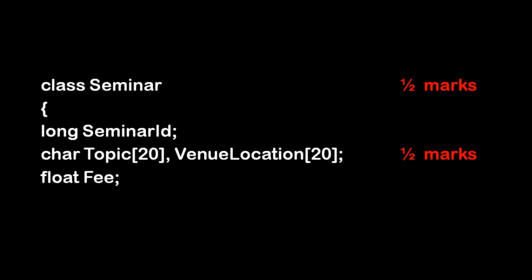Then we are defining the members, like a long seminar ID, char topic of 20, venue location of 20. That is a character array of 20 characters, and then a floating point type. I am giving a variable fee. Then these have private scope. It is not mentioned at the top, but if it is not defined, by default it is considered a private scope variable.